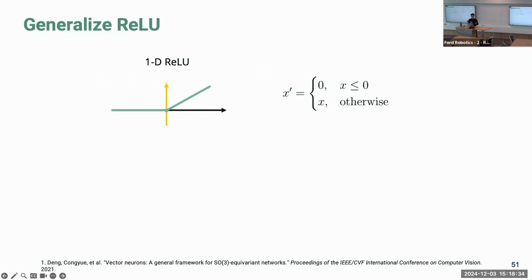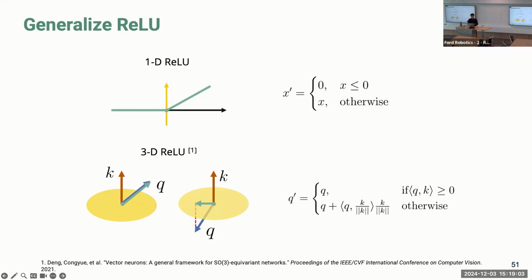So now let's take a look at how we can use the Killing form to design the generalized ReLU. For one-dimensional ReLU, which everybody uses in their neural network, the input x is a scalar, and we use x as a switch. When x is smaller than or equal to 0, we clip the value back to 0. When x is bigger than 0, we keep the value. So we use this yellow line here to decide if we want to clip it or keep it.